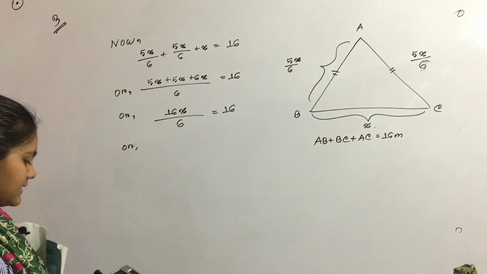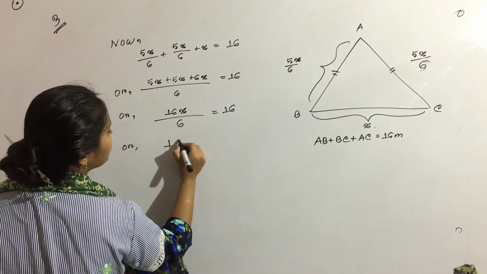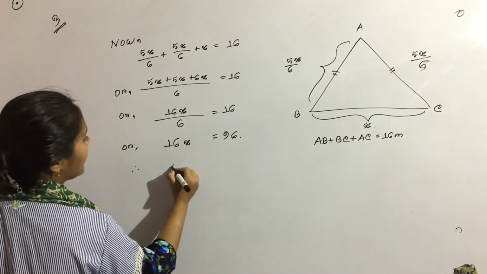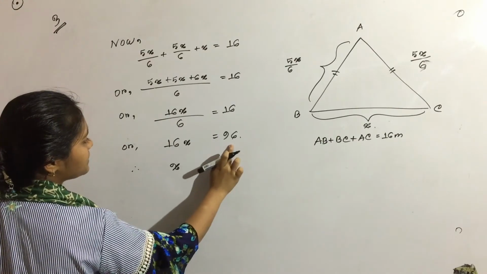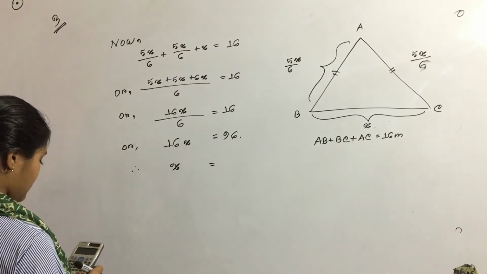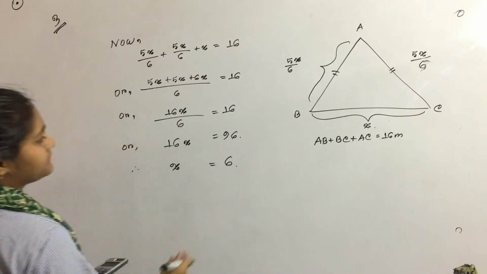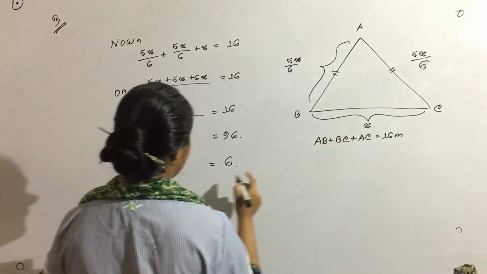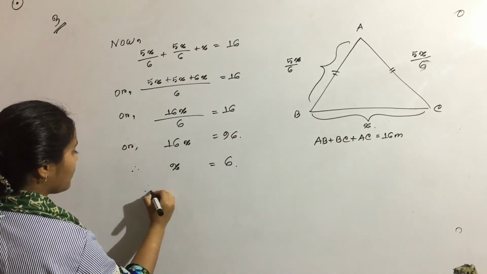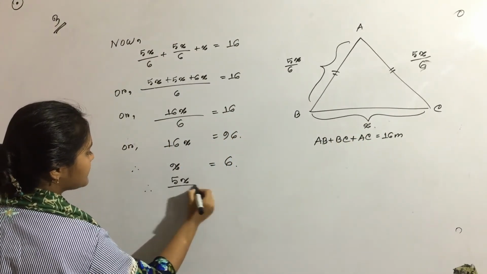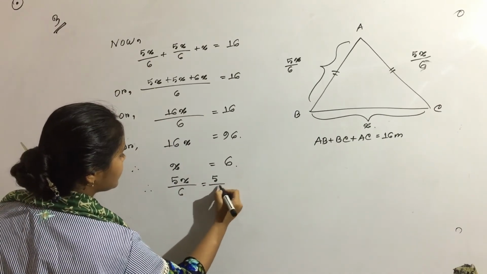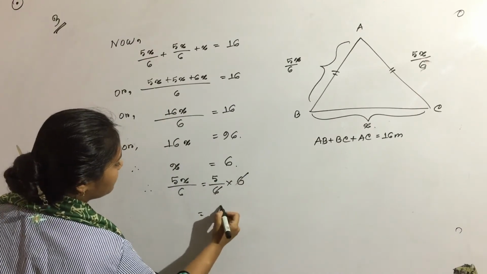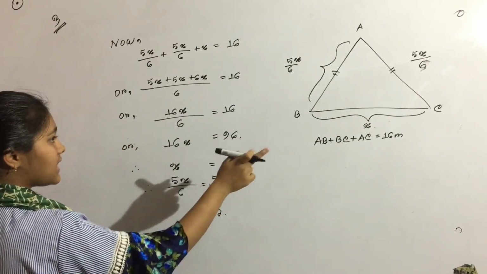So we can say that 16 into 6 equals 96. So 16x equals 96. So x, the 16 will come in division on this part, equals 6. So we can say the side BC is equal to 6. Since x equals 6, so 5x by 6 equals 5 by 6 into x being 6. 6 are diminished and 5 is remaining. Similarly, the other side will also be 5.